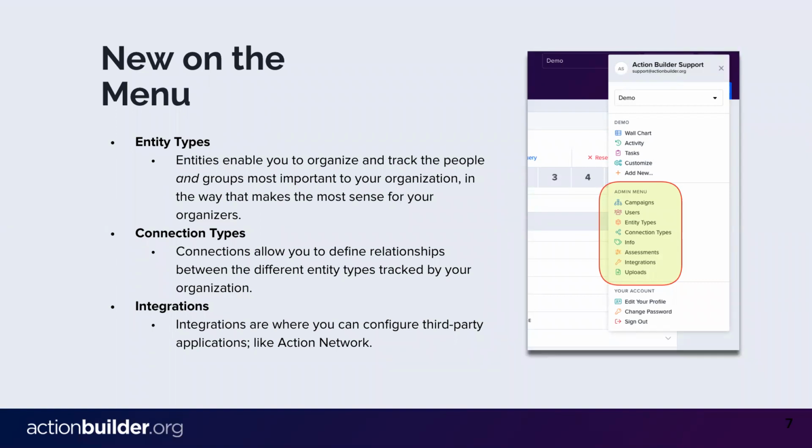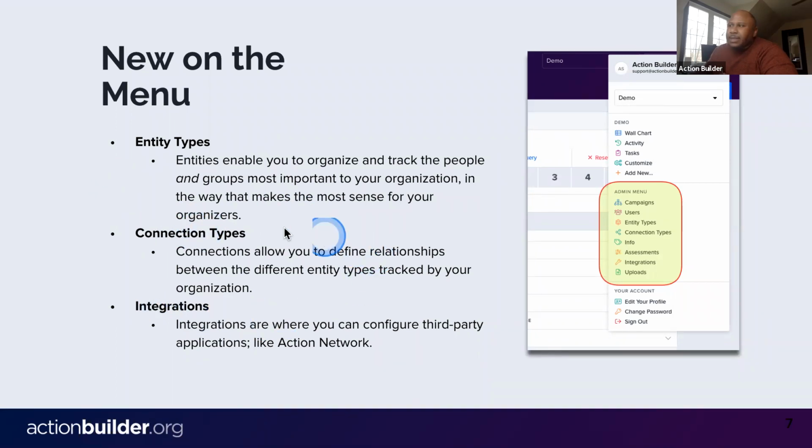So adding a new entity type creates opportunities to conveniently and strategically categorize those groups and people. And then by default, each organization starts with the most fundamental entity type. So it's people, it's still people. It's still going to be the cornerstone of your wall chart as a default.